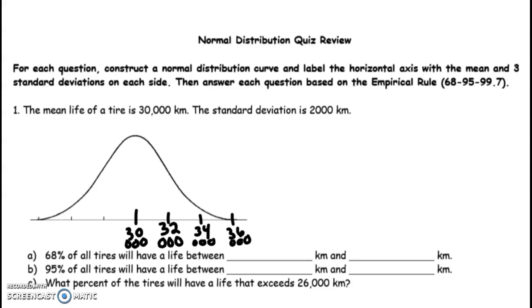Now let's go 3 standard deviations below the mean. I'm going to subtract 2,000 each time. So here I'll be at 28,000 kilometers, 26,000 kilometers, and 24,000 kilometers. And then I have a few questions here about my sketch.